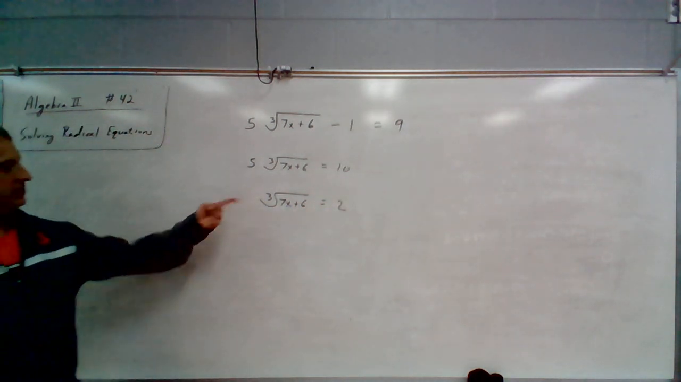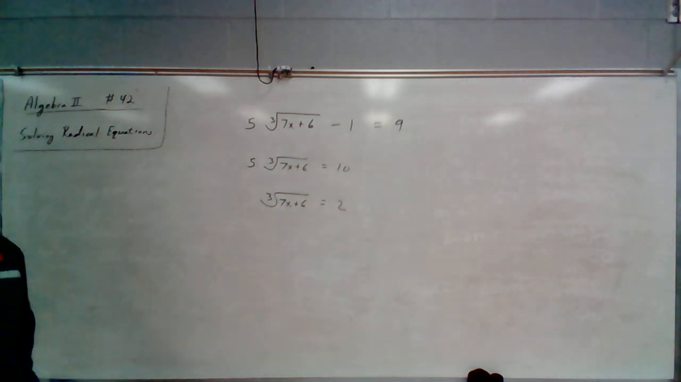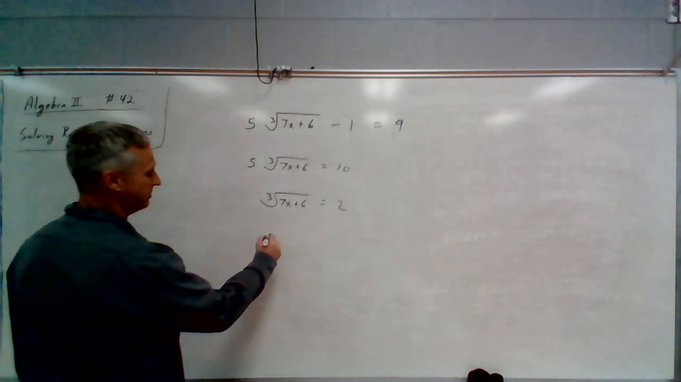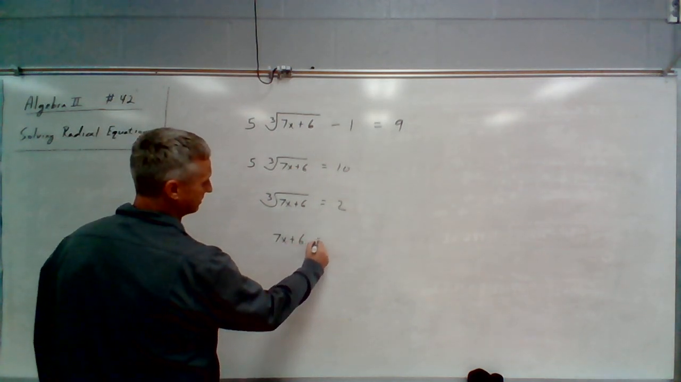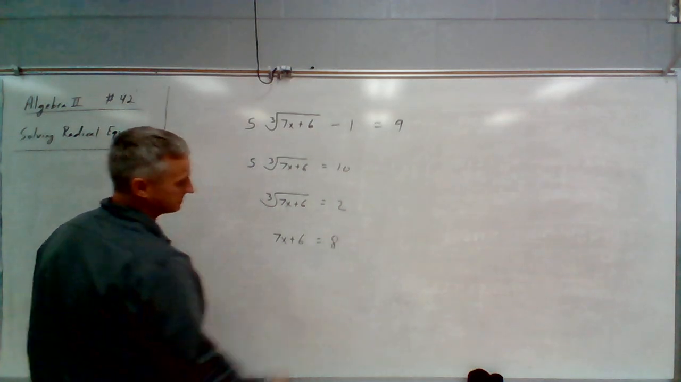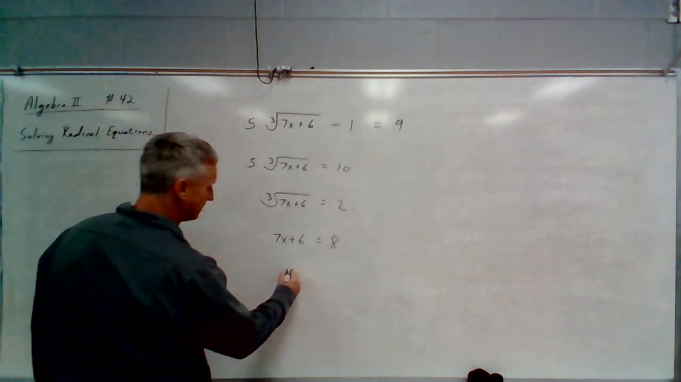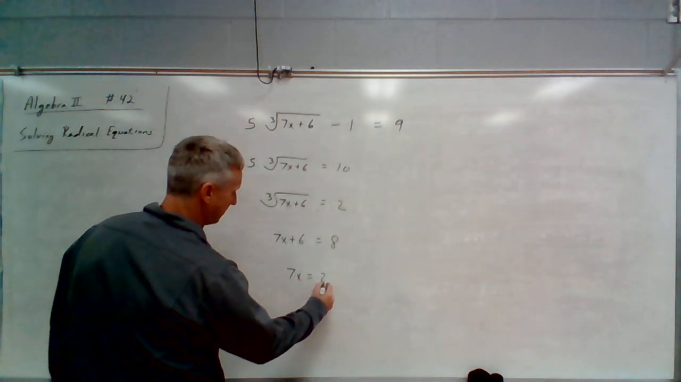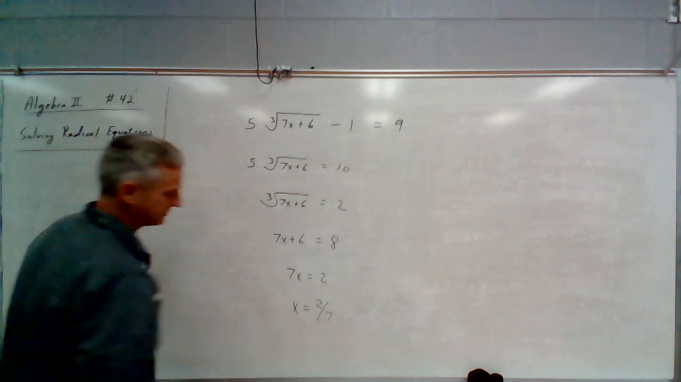All right, to undo the cube root, I'm going to cube both sides, or raise both sides to the 3rd power. So that would give me 7x plus 6 is equal to 8. 2 to the 3rd is 8. 2 times 2 times 2 is 8. I subtract 6 from both sides. Then divide both sides by 7, and I get 2 over 7.